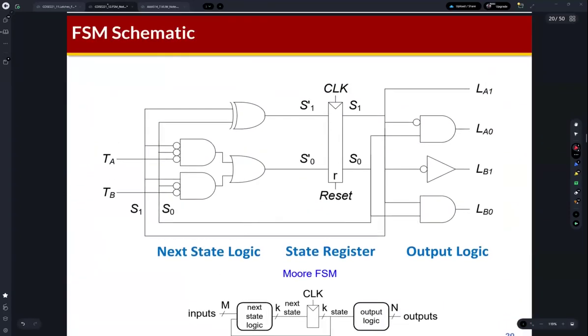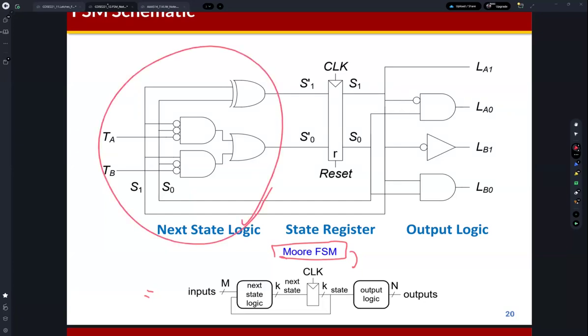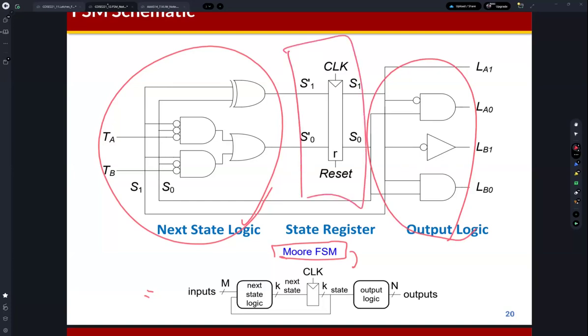So, and then if you see this schematic, then you can also find that this schematic is equivalent to the conceptual schematic of Moore FSM, right? So it's a Moore FSM. So this is the next state logic, and this is the output logic. Then this is the state register. So this is the state register, and this is the next state logic. This is the output logic.